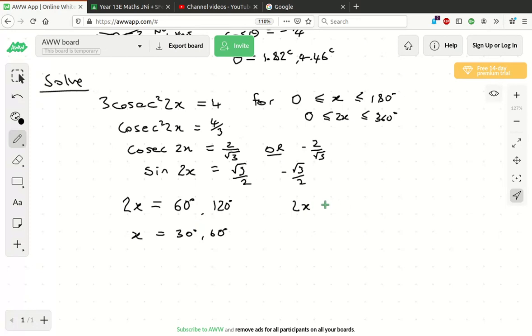If, on the other hand, we had inverse sine of minus root 3 over 2, that's going to give me on my calculator minus 60 first, but do 180 minus 60 and you'll get 240. Or you could have done add 360 to minus 60 and got 300. Then halve them at the end, you're going to get 120 or 150. I hope that is correct.